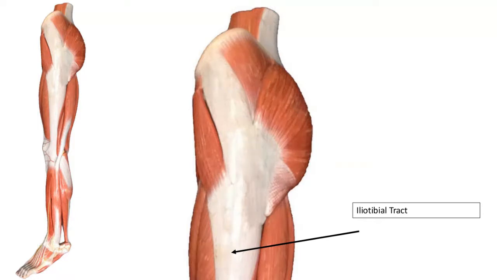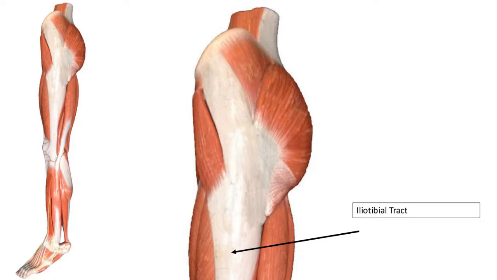Iliotibial tract. This is a fibrous band of tissue that runs in the lateral portion of your thigh. Some people have called it the IT band. You cannot when you're labeling it on the test. You have to call it the iliotibial tract.